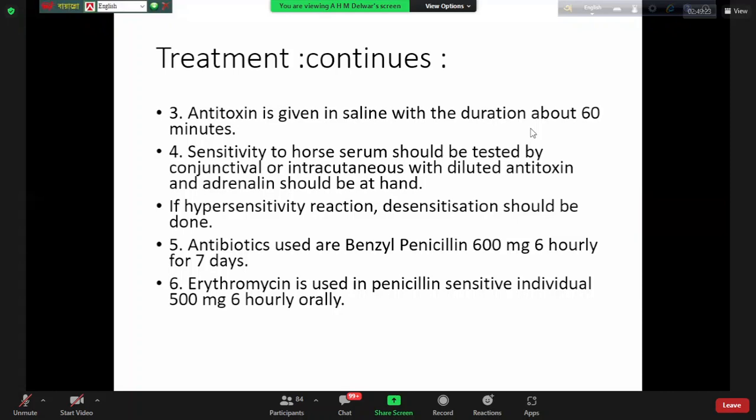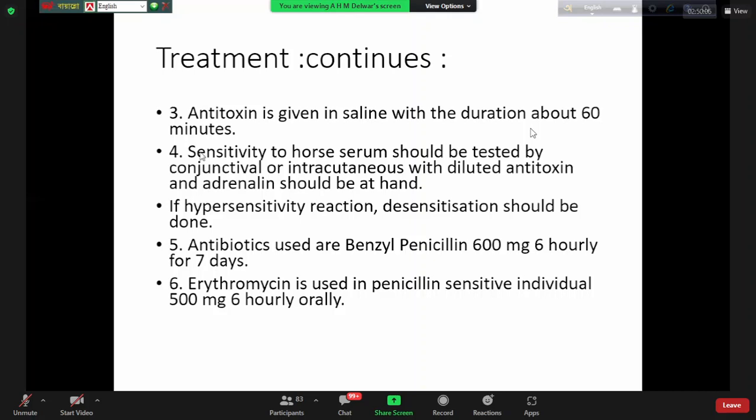When we give the antitoxin, all drugs like adrenaline and other drugs, Rexadex, that means dexamethasone, should be at hand. If there is a hypersensitivity reaction, desensitization should be done. It is done by small doses. First give a small dose, then increase the dose. When you give it in saline, the first time give 2 to 3 drops, then increase to 10 or 15 drops.